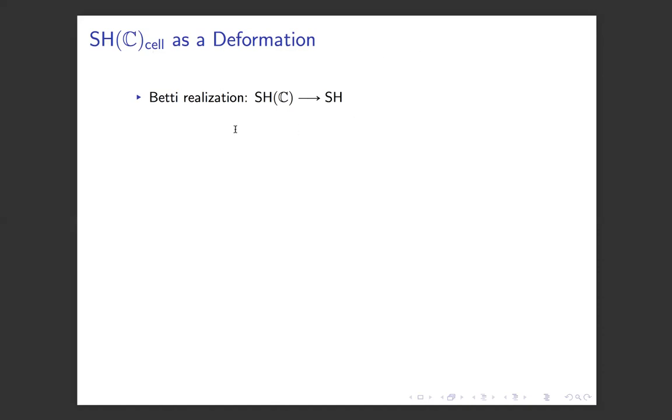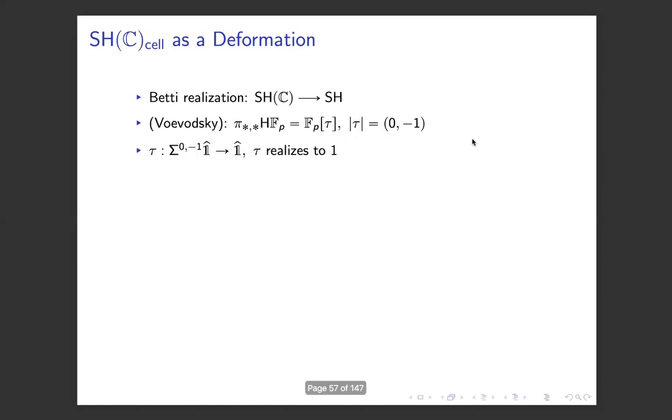And here it is. So first of all, C has a close connection to the classical world because there is this Betti realization for any variety over C. We can take the C-points and get a topological space. And we can extend that to the spectrum level all the way. So we know the homology of a point. This is due to Voevodsky. This is F_p adjoining tau, where tau is this element in degree (0, -1).